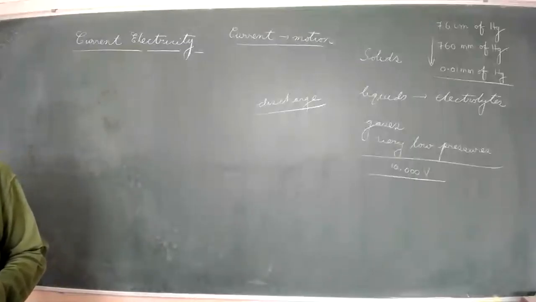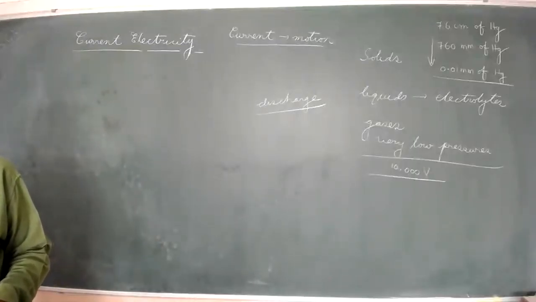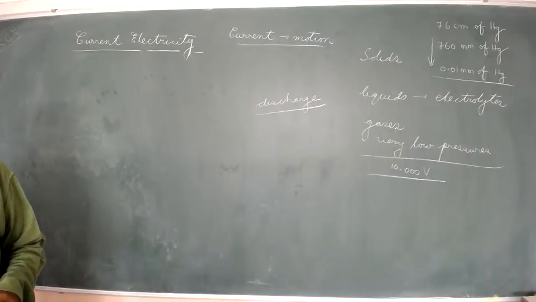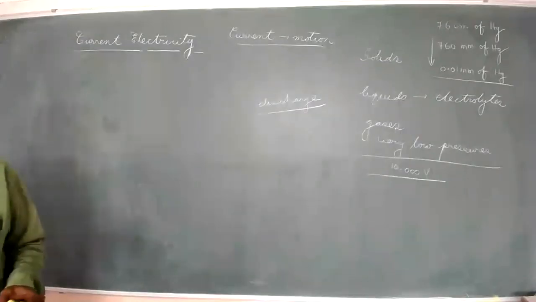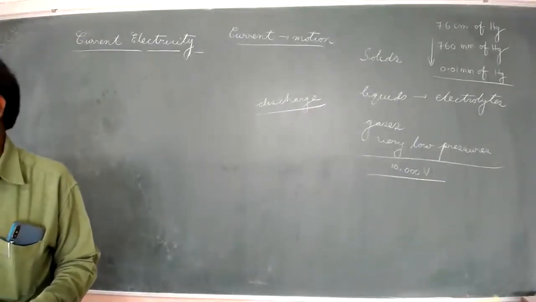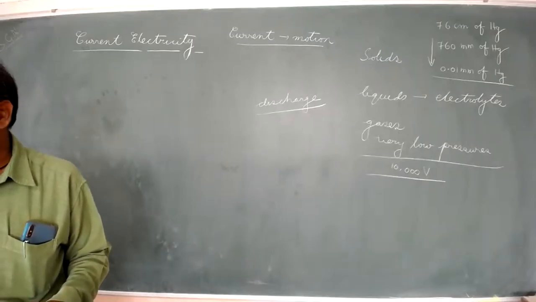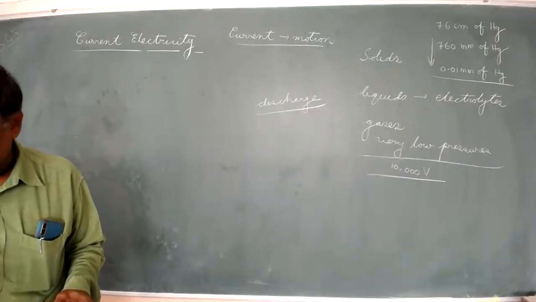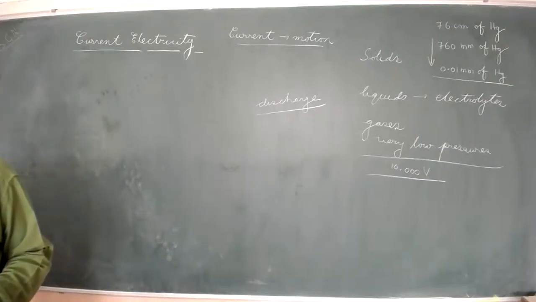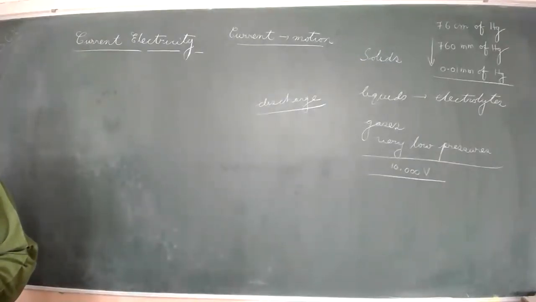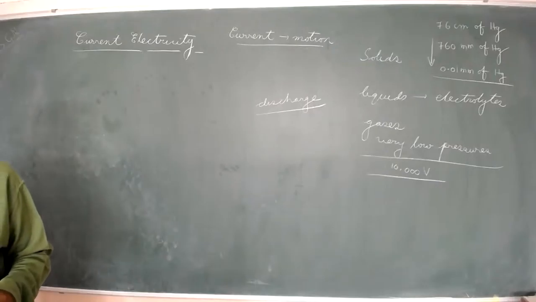Next, Goldstein. He also did the same discharge tube experiment with different conditions. Then he got positive particles coming out of the atoms. So Goldstein was the discoverer of the proton. Next, the discoverer of the neutron, James Chadwick.